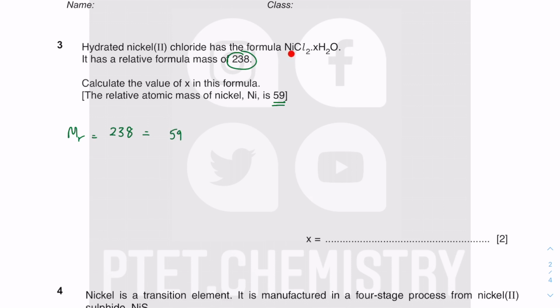There is 1 nickel, 2 chlorine, and x number of water of crystallization. So 59 times 1 plus 35.5, which is the relative atomic mass of chlorine. There are 2 of them. I have x number of H2O molecules. So 2 times 1, because 2 hydrogen atoms times 1, which is the relative atomic mass of hydrogen, and 1 here refers to 1 oxygen atom times the relative atomic mass for oxygen. And I have x number of that molecule.